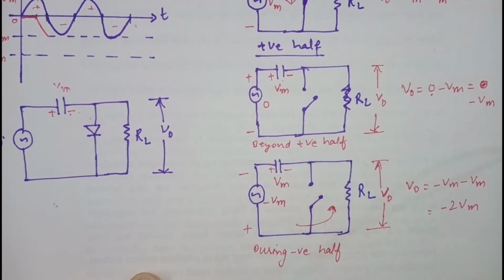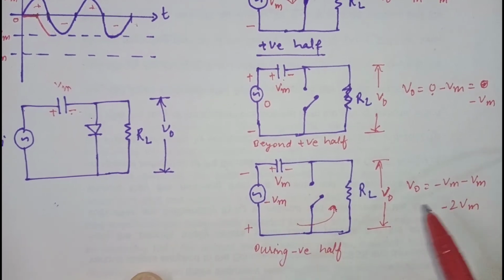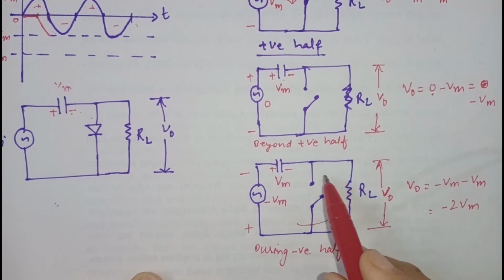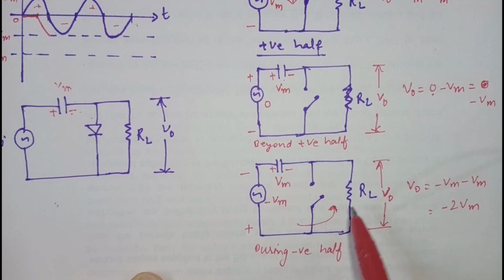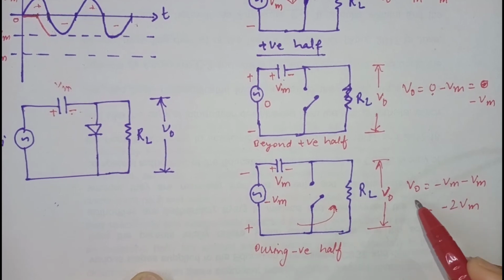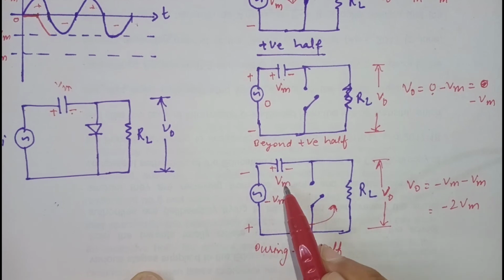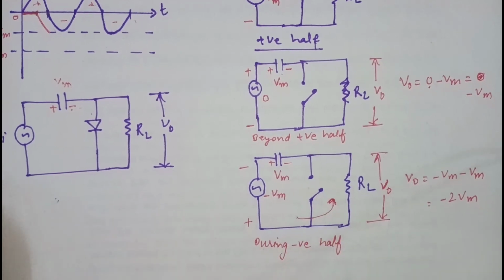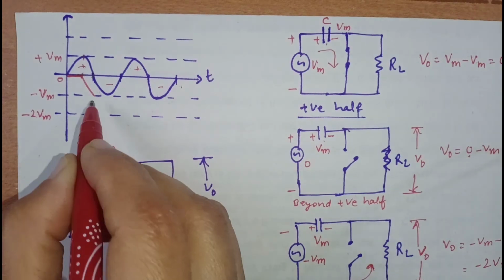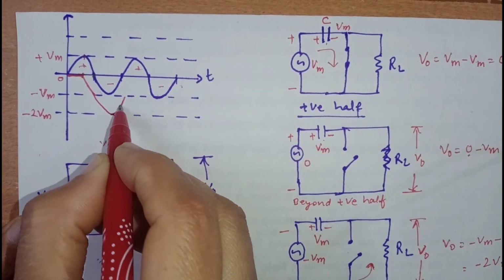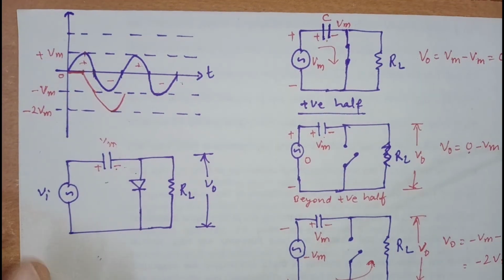So in this case, the output will be equal to this minus Vm and this minus Vm. We can also apply KVL in this loop through RL. So we can find this output voltage is equal to minus 2 Vm. This minus Vm and this minus Vm. Now the output waveform will look like this one. This goes up to minus 2 Vm. Here also goes up to minus 2 Vm.